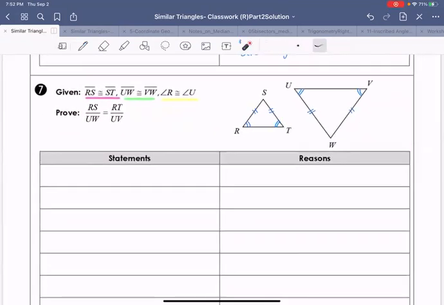Which one do you want to copy down first? RS equals ST. When we copy down one condition, we probably want to push forward to see what conclusion it can give us. And we for sure write down "given" here.